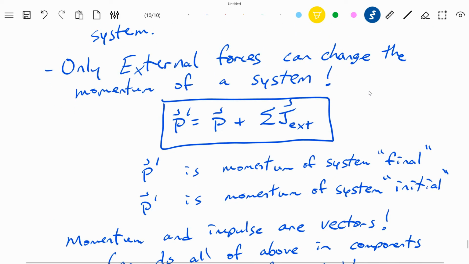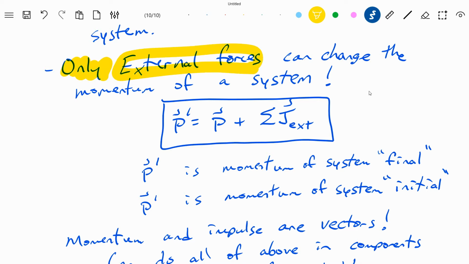Okay, now the reason this is such a big deal is because only external forces can possibly change the overall total momentum of a system. You need an external force, specifically an external impulse. So here is the master equation. Now this is an equation I'm going to be using an awful lot, so let me explain it. I write this as P prime equal to P, notice that there's no tick mark, plus the net J external.